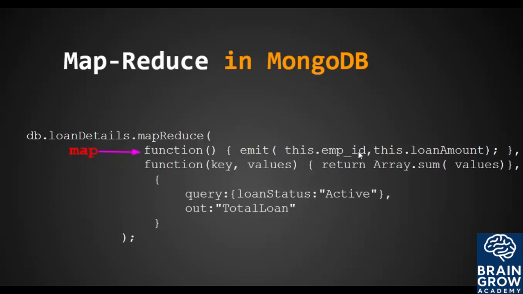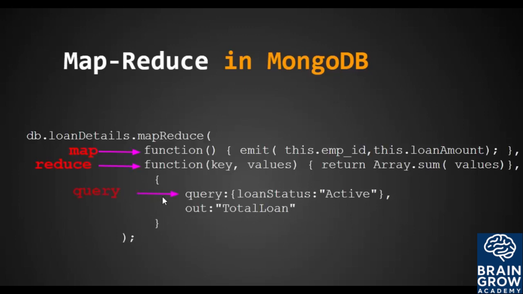So what it is doing, it is getting us the employee ID and loan amount, and then this one is the reducer function which will be getting the key and value, and then based on the key value it will go and sum up all the values for each key. Inside that we are giving how we are going to query the document. So we are going to query the document based on the loan status which is active. So it will look for all the active loan IDs, and then we will be outputting this result, employee ID and total loan, in the collection which will be named total loan.